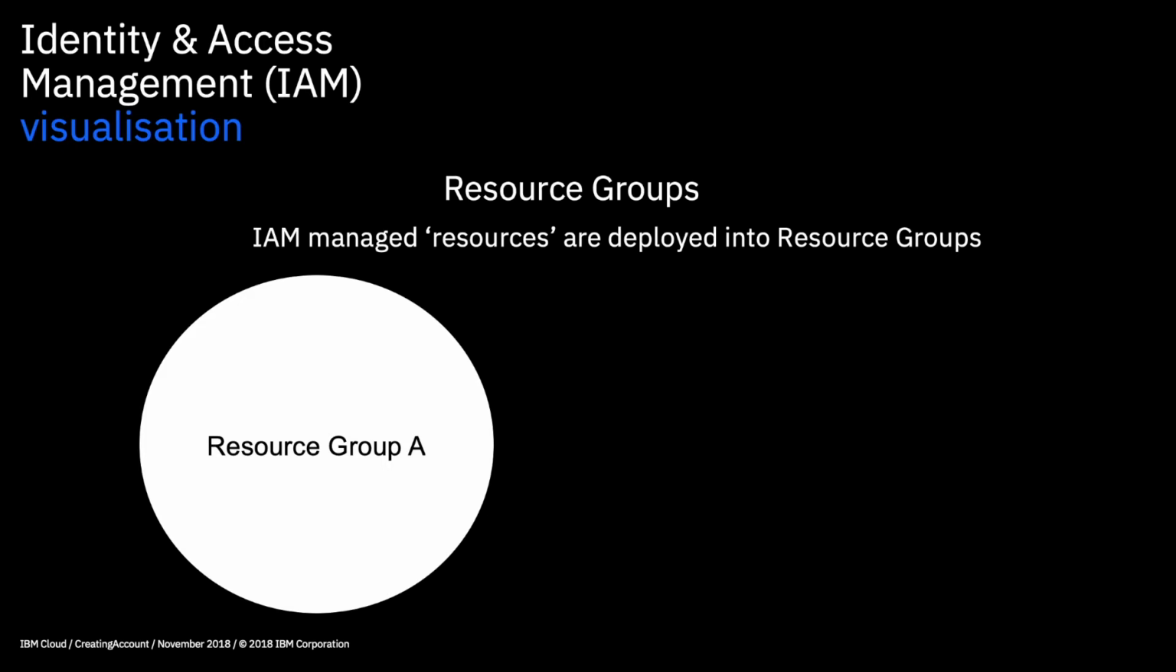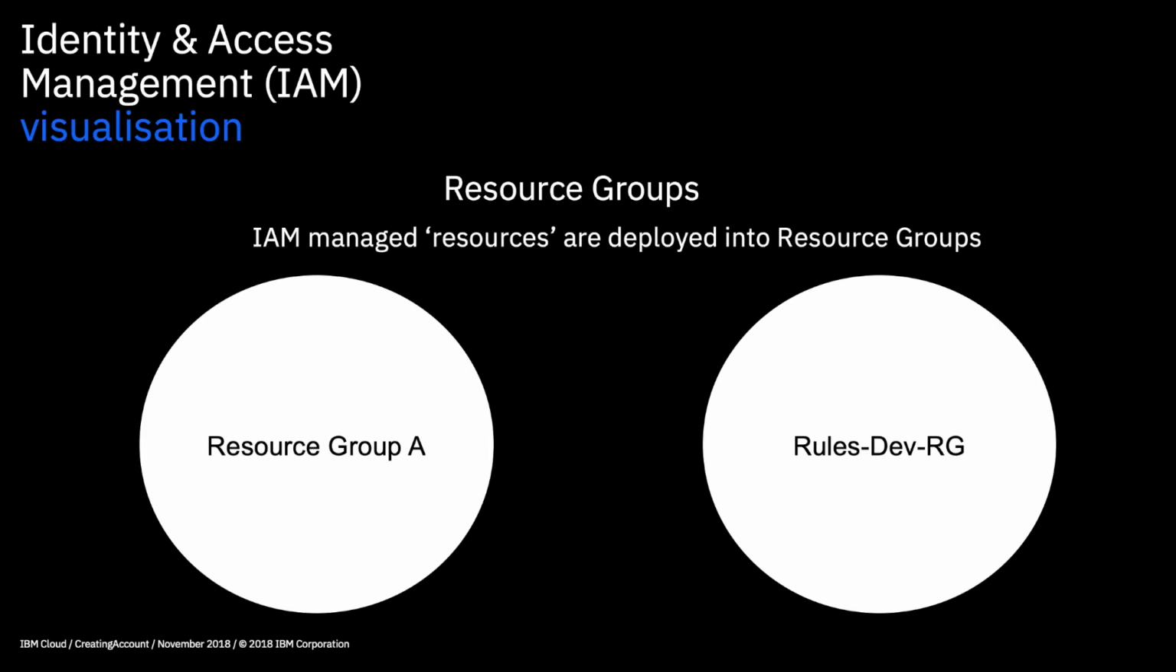Now again, light accounts are restricted to a single resource group in the similar way that they can only have one org and space, but pay-go and subscription accounts can have multiple resource groups. So for example, one strategy that a pay-go or subscription account user might employ is to have one resource group per project environment. So for a project called Rules, they might create a resource group called Rules Dev RG, which would house all the development instances for the project.